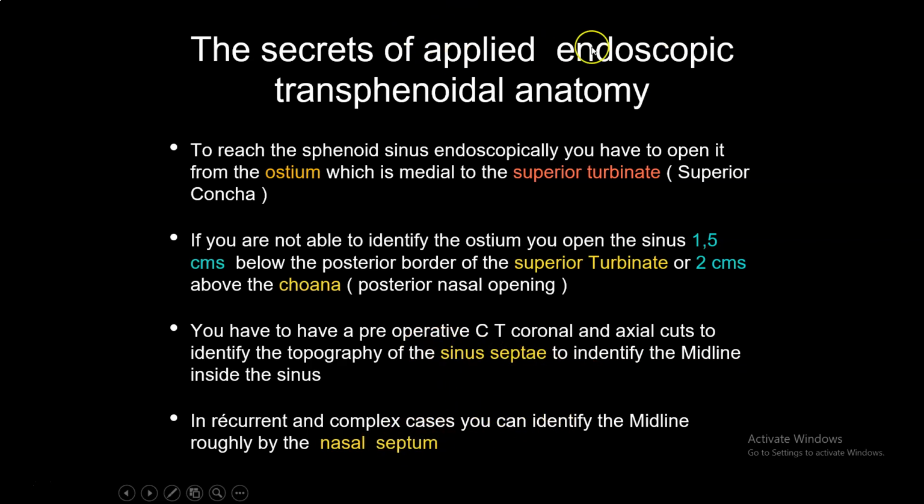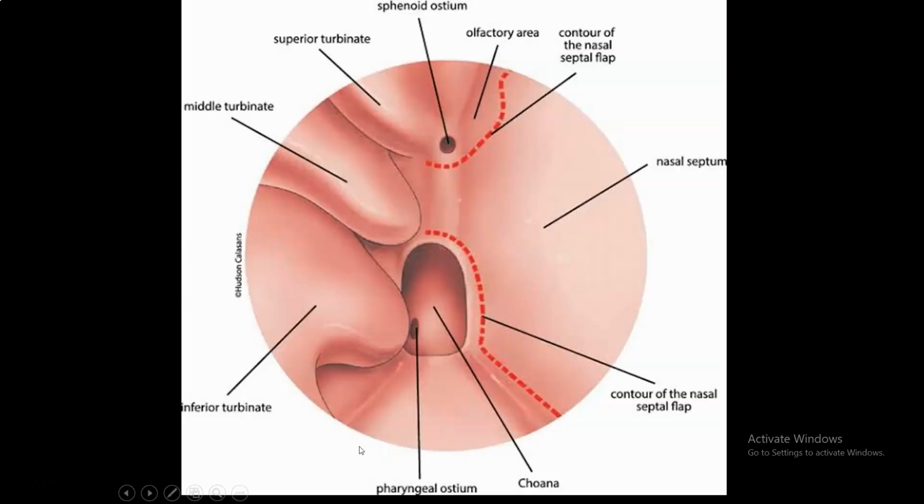So these are the first secrets: how to reach the ostium, what to do if you don't find the ostium or are not sure this is the ostium, and how to open the sphenoid face, how to open the anterior wall of the sphenoid, in two ways. Also, one of the secrets is that you have to do a preoperative CT, coronal or axial cuts, to identify the septa inside the sinus. And in complex cases, you have to make use of the nasal septum to identify the midline.